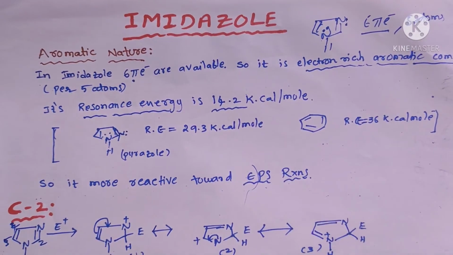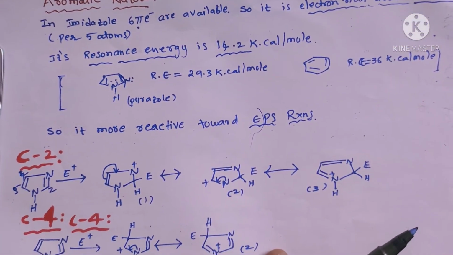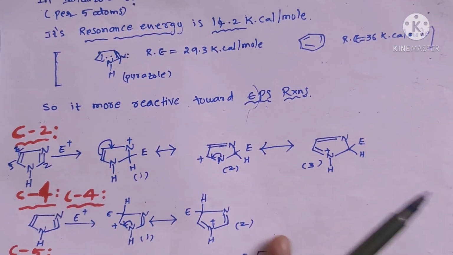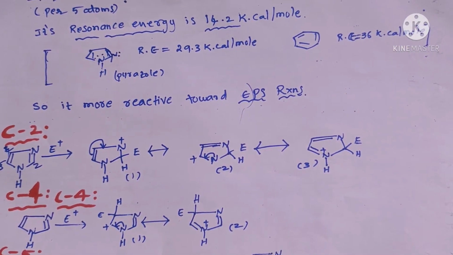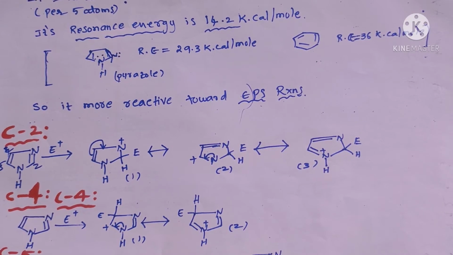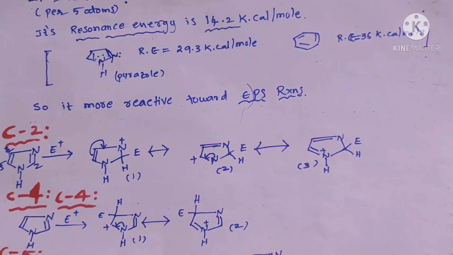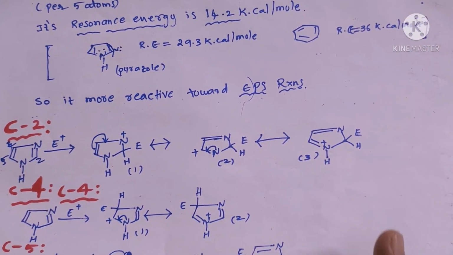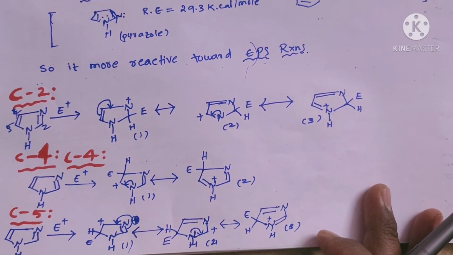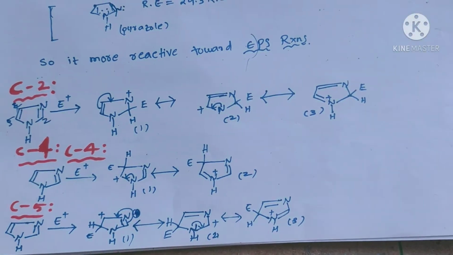And we know very well that aromatic compounds show electrophilic substitution reactions. So imidazole also shows some electrophilic substitution reactions, and in imidazole, the fourth and fifth positions are more susceptible to electrophilic attack.